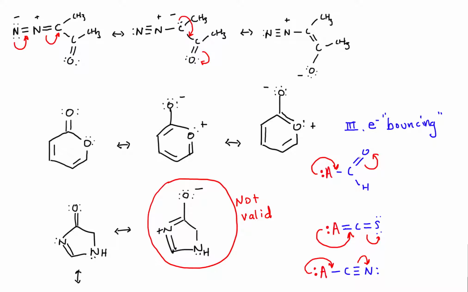The first one being it just needs to have a lone pair on that given atom. The second criteria is that atom needs to have a single or a double bond with any adjacent atom.